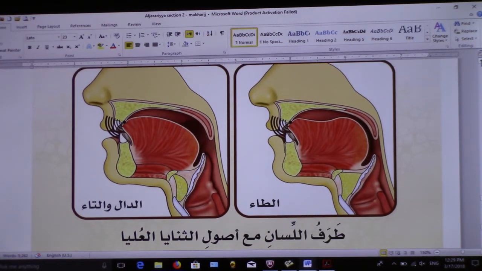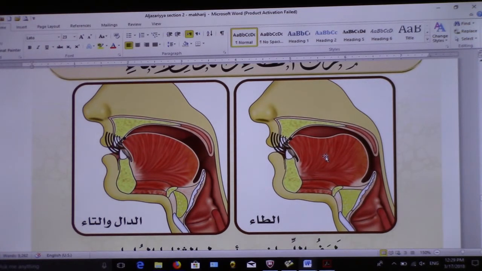Now, yalla, look at the picture and tell me the difference. These three, ta, dal, ta, as you can see, are produced from the same place. Imam Al-Jazari did not make any distinction between them, did he? He didn't. But we have to know the distinction between them. We have to differentiate between them. Yalla, how do you differentiate between them?